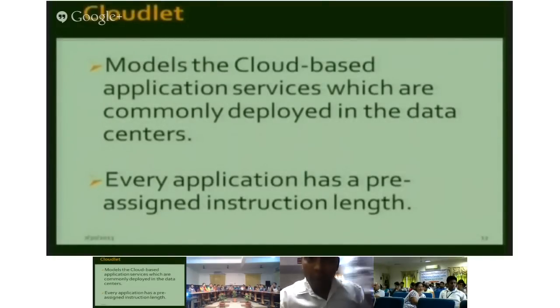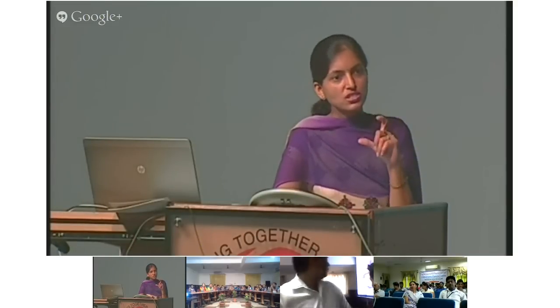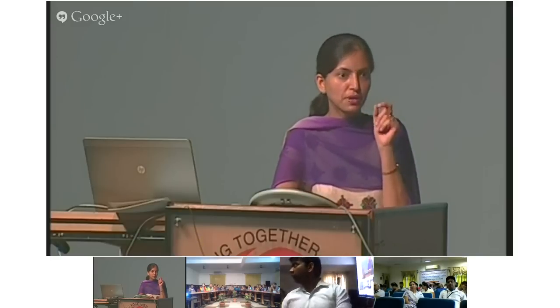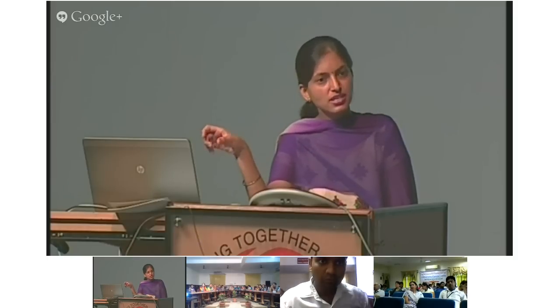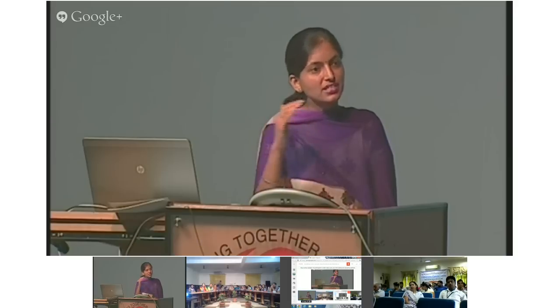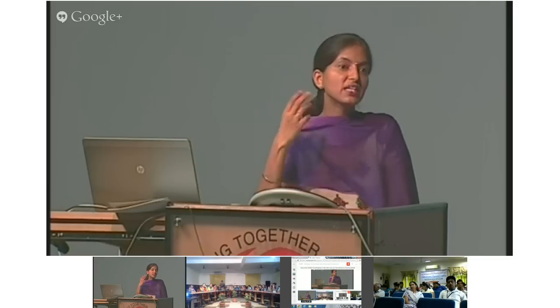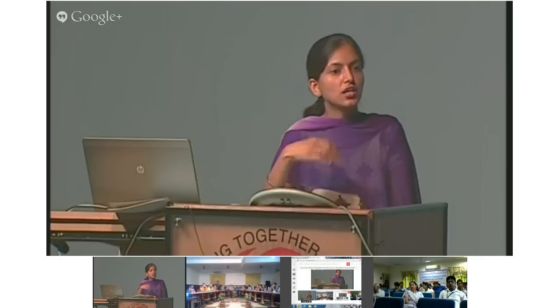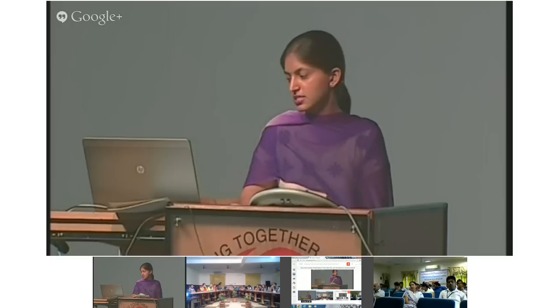So every application has a pre-assigned instruction length. As you know, whatever program you are going to run, it has some number of instructions. So in this case, Cloudlet will also be having some attributes, and one of the attributes is its MI, that is million instructions. In this case, the speed of processors will be MIPS, that is million instructions per second. So when we refer to a processor in this case, we will represent its speed, such as we are saying that its speed is 10, then we will say 10 MIPS, that is it can run 10 million instructions per second. So every cloudlet will be shown by million instructions. Like if we say this cloudlet is having a length of 20, it means it is having 20 million instructions in this case. Instruction length is this one.